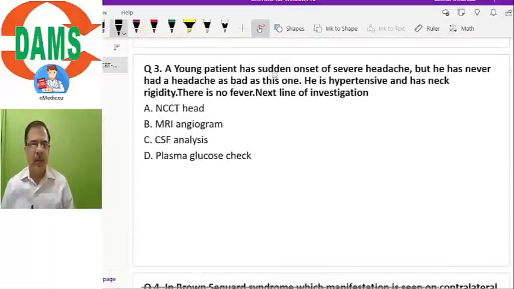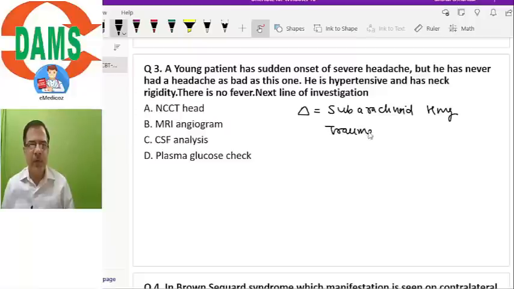Question 3. A young patient has sudden onset of severe headache, but he has never had a headache as bad as this one. He is hypertensive and having neck rigidity. There is no fever. Next line of investigation. So this is most likely a diagnosis of subarachnoid hemorrhage. The most common cause is trauma, followed by hypertension, rupture of Berry aneurysm, and the typical symptom is the worst headache of life, but there will be no fever, though neck rigidity can be present. So presence of fever will go in favor of meningitis, absence of fever, subarachnoid hemorrhage.